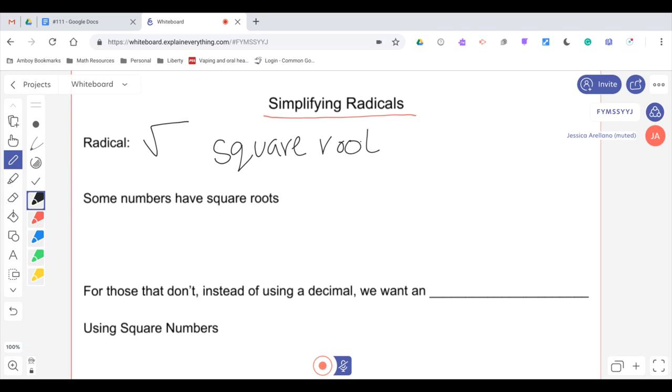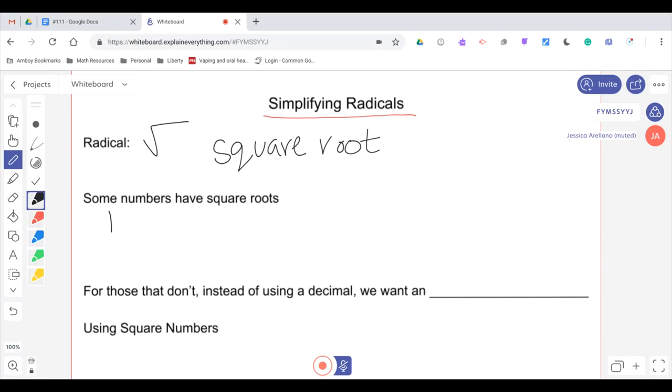Now there are some numbers that already have nice even square roots. And by even, I just mean that if you type the square root of whatever this number is into your calculator, you will get a whole number out. You will not get a decimal. So we are going to make a poster that will be up around the room with the first 20 square numbers. It's really good for you to at least have the first 10 memorized. It's really important.